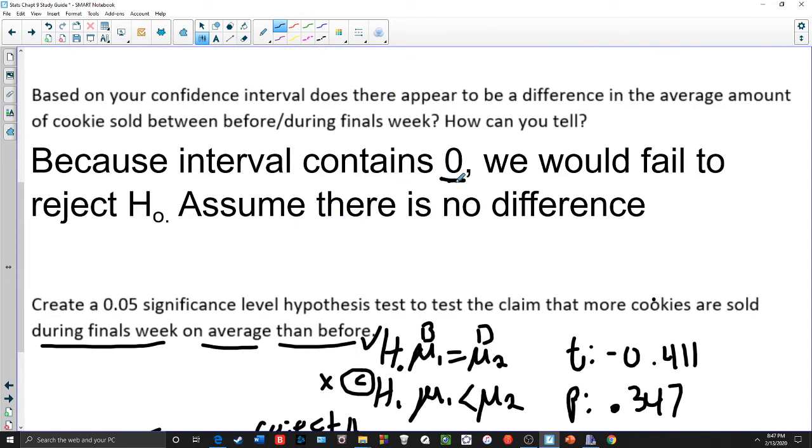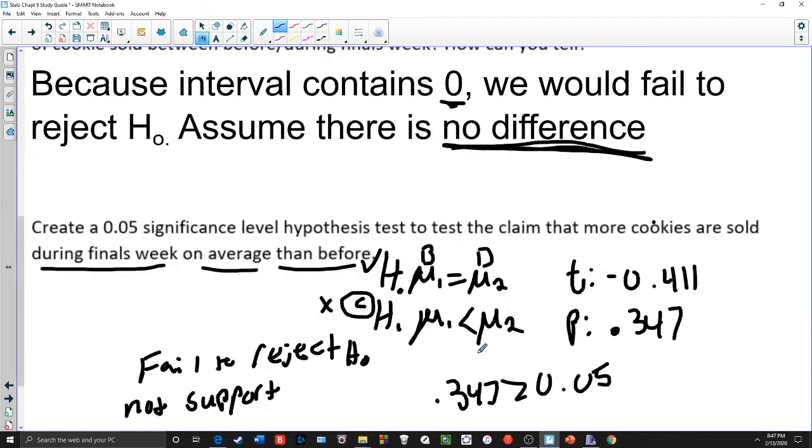Our confidence interval contained 0, so we're going to assume that there's no difference between the two weeks, which means that the claim of there being a higher average the week during than the week before would be false, because we just said that there's probably not going to be a difference.